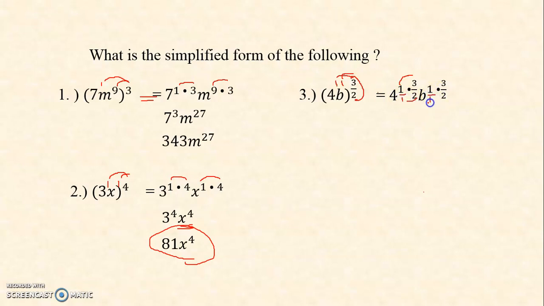Okay, so you have 4. 1 times 3, that is 3. 1 times 2, that is 2. The same as with this one. B, 1 times 3 is 3. 1 times 2 is 2. But now, this time we have 4 raised to 3 over 2. What is the value of 4 raised to 3 over 2? And that is equal to 8.